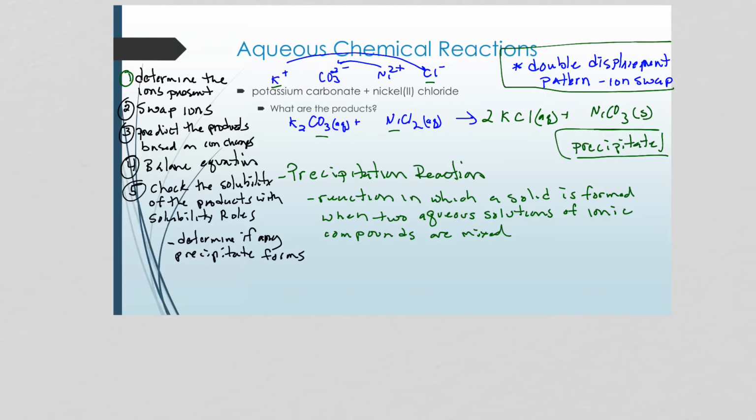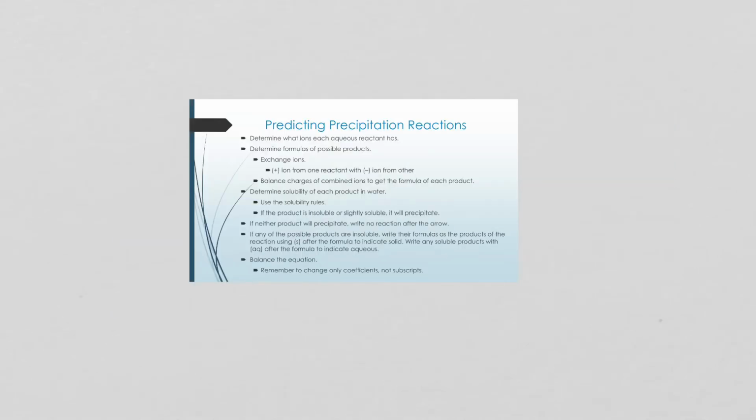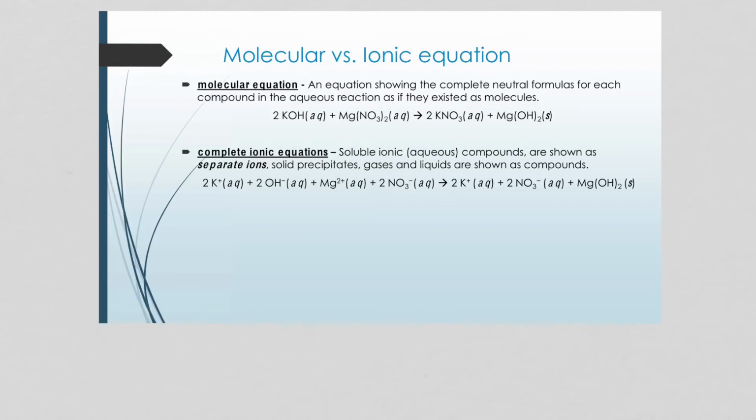Now, there's a couple things that we can look at to maybe make analysis of this equation a little bit easier, or make it a little easier to display. So the normal way that we display equations, right, that we've illustrated here, is called a molecular equation, and it's the most common way that we do it. So a molecular equation is simply an equation that shows the complete neutral formulas of each compound in an aqueous reaction as if they existed as molecules.